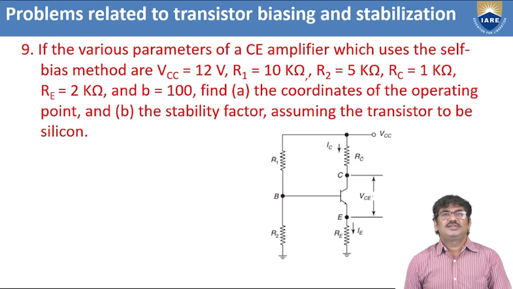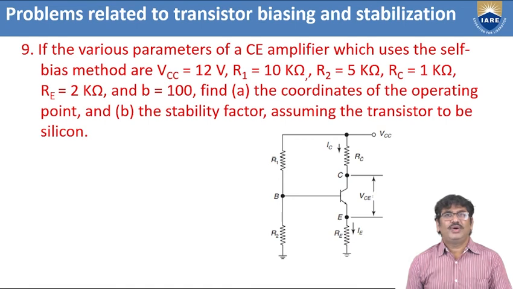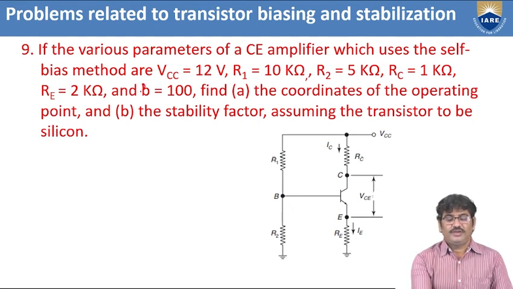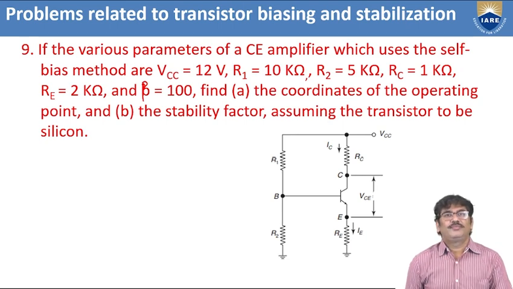The ninth problem we take as: if the various parameters of a CE amplifier which uses a self-bias method are VCC is equivalent to 12 volts, R1 is equivalent to 10 kiloohms, R2 is equivalent to 5 kiloohms, RC is equivalent to 1 kiloohm, RE is equivalent to 2 kiloohms, beta is equivalent to 100. Find the coordinates of the operating point and the stability factor, assuming the transistor to be silicon.